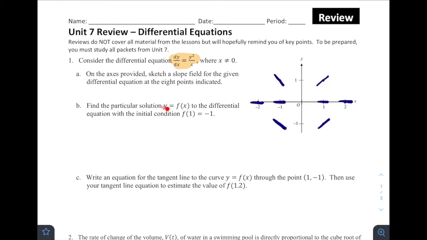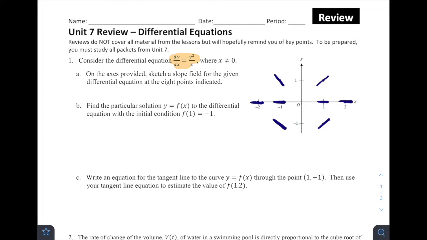Find the particular solution y equals f of x to the differential equation with the initial condition that f(1) is equal to -1. This looks like a separable differential equation. The idea for these is I'm trying to get all of the x's on one side. I'm trying to get all of the y's on the other. So what I'm going to do is divide by y squared on both sides, and multiply by dx on both sides.